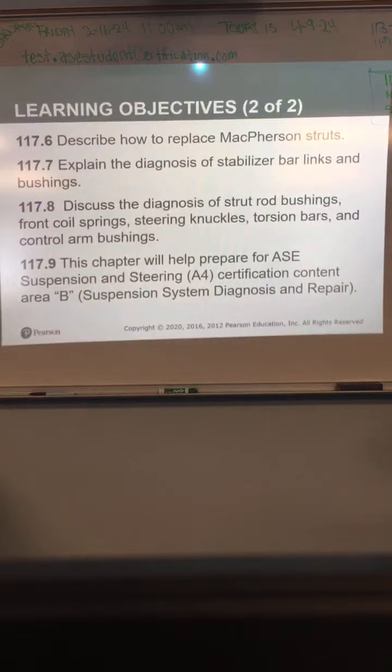Diagnosis of strut rod bushings, front coil springs, steering knuckles, torsion bars, control arm bushings. This is part of your A4 for next Wednesday.